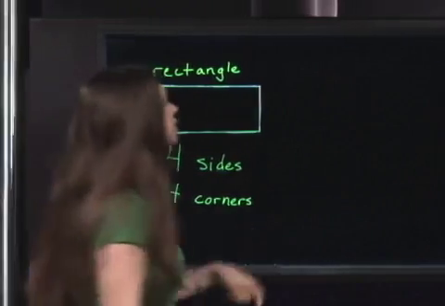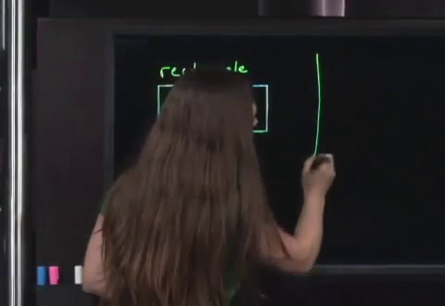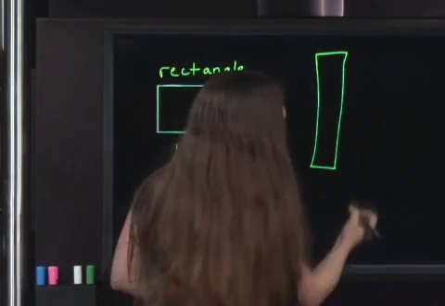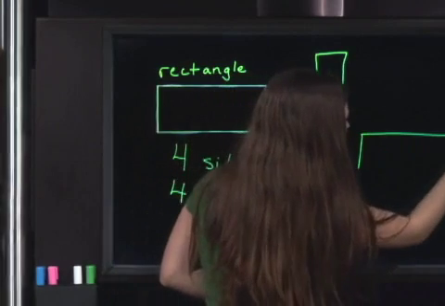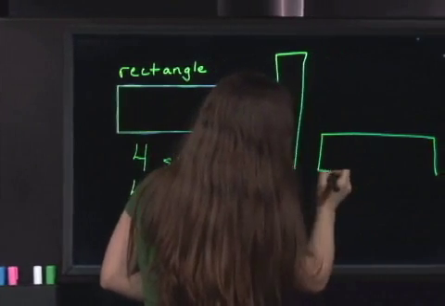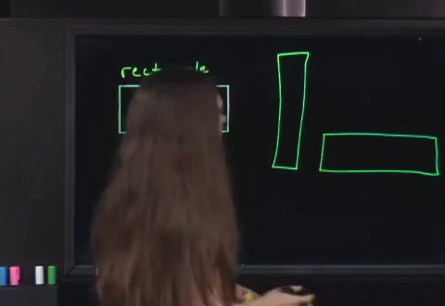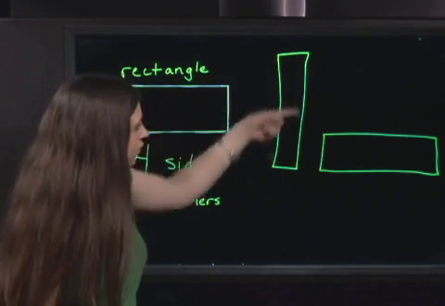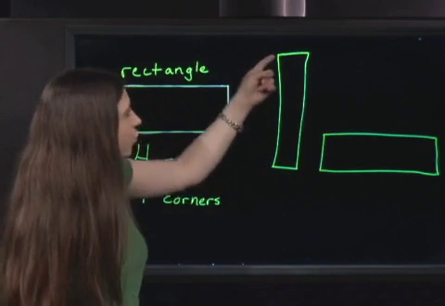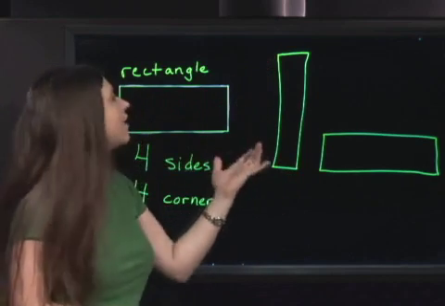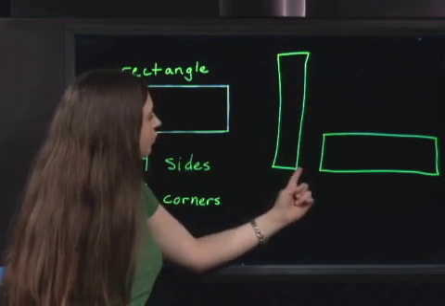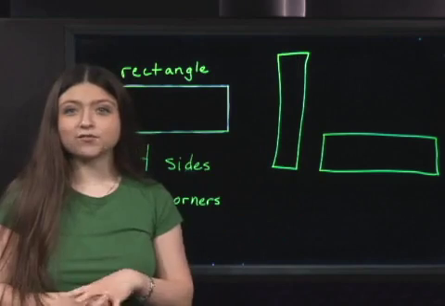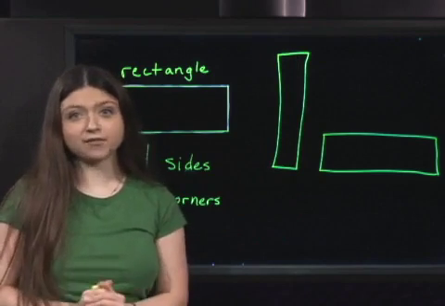Now, rectangles can be tall and skinny, or they can be short and fat. But notice that they still have 1, 2, 3, 4 straight sides, and they still have 1, 2, 3, 4 corners.